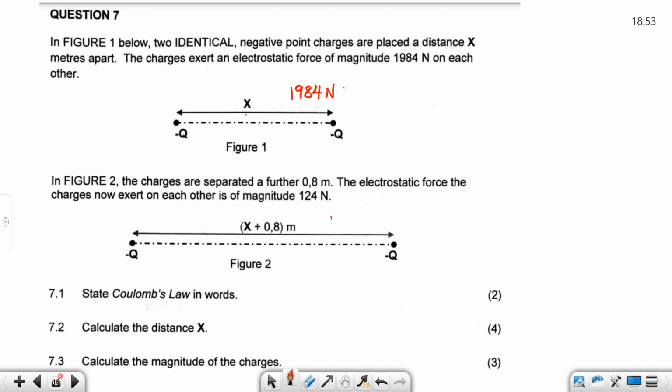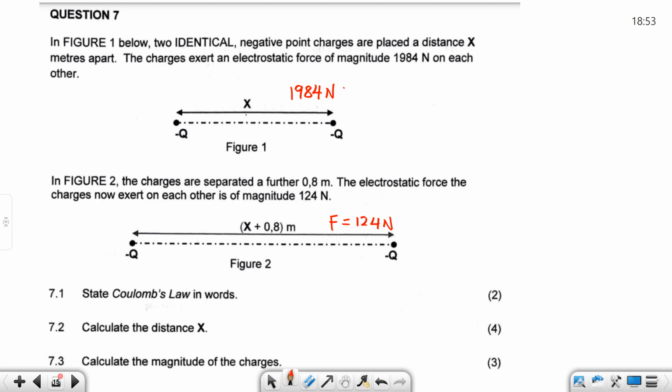Quickly, do we understand why F is actually decreasing? F is decreasing because the force is inversely proportional to the square of the distance. The further they are apart from each other, the smaller the electrostatic force. State Coulomb's law. The magnitude of the electrostatic force between two charged objects is directly proportional to the product of the charges and inversely proportional to the square of the distance between them, not their centers. So that I'm leaving for you to deal with.